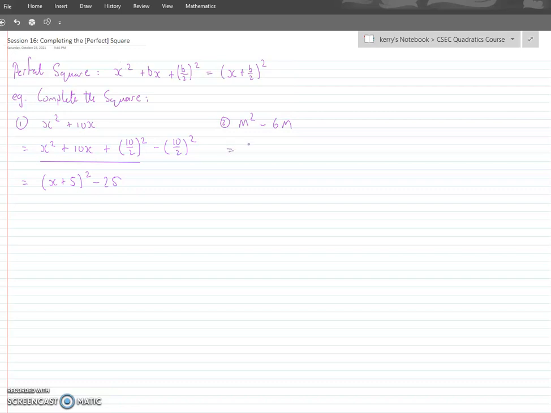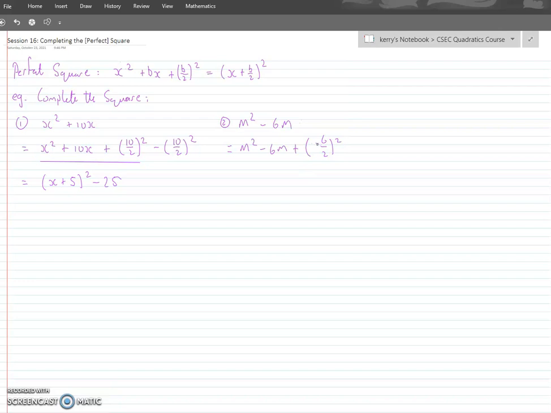Again, this looks something like this. You have the m squared term, you have the b term, but you don't have the b over 2 squared. So that's what we add on, because it must be plus b over 2 squared. But you can't just add on something. Let me write that here: m squared minus 6m plus b over 2, that is minus 6 over 2, squared.